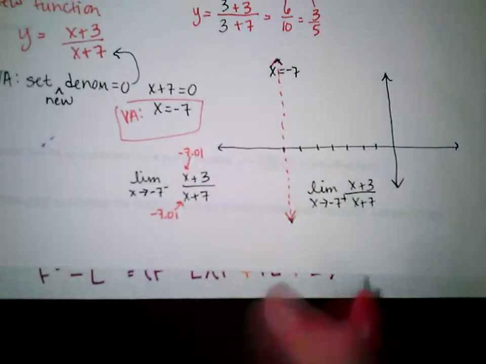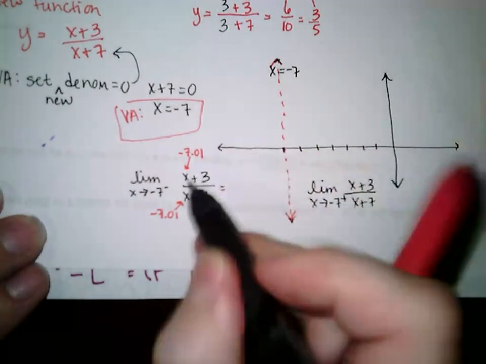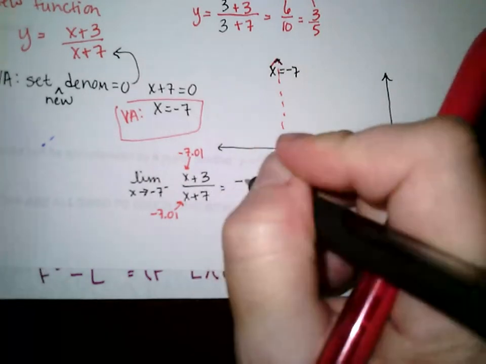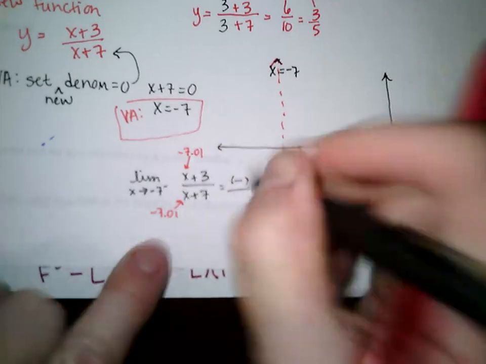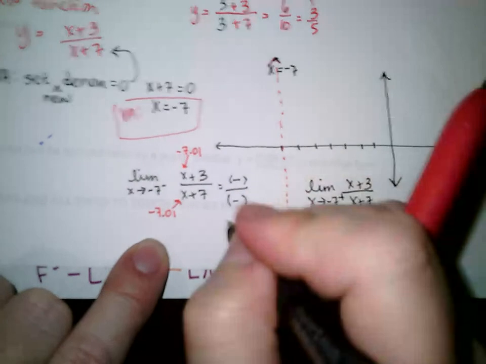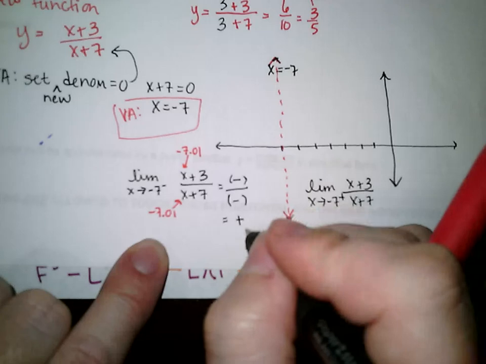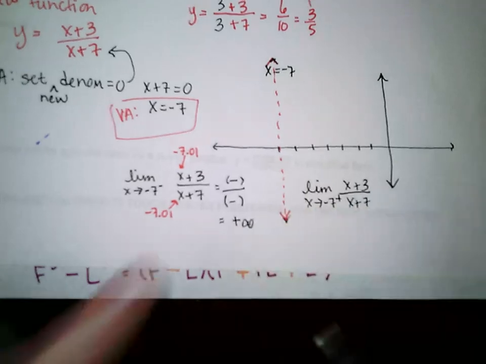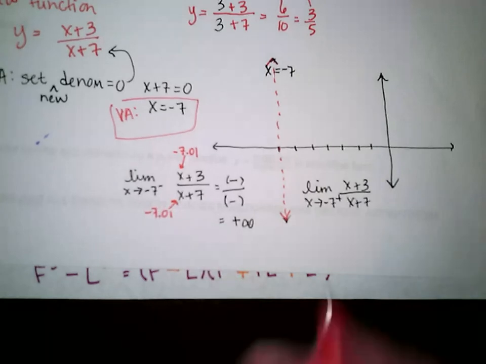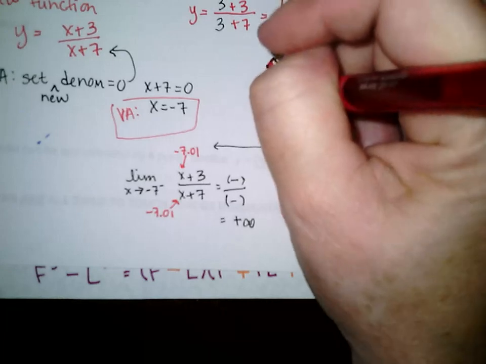We don't really care what the total value is going to be. We're just looking at what is the sign. So if I take negative 7.01 plus 3, that's going to give me a negative number. If I take negative 7.01 plus 7, that is also a negative number. So that is going to end up being positive. So this limit is going to go towards positive infinity. So on the left-hand side of this vertical asymptote, the function is headed up towards infinity.